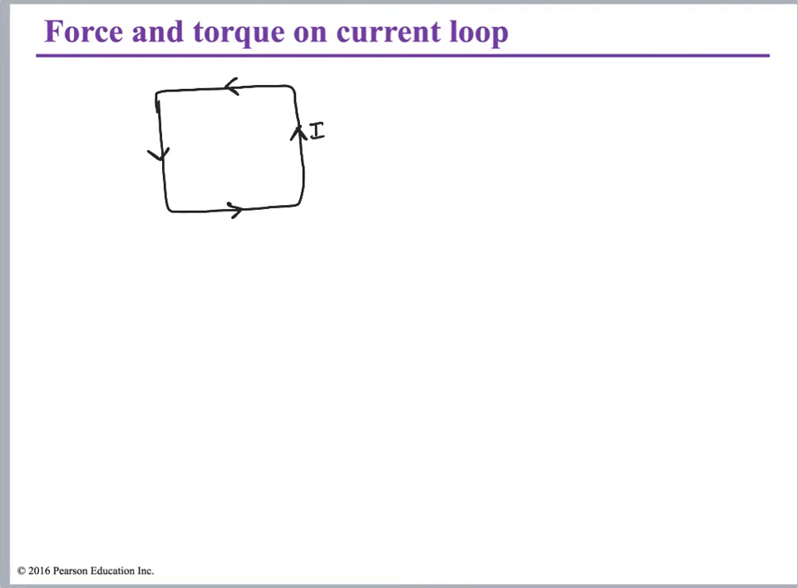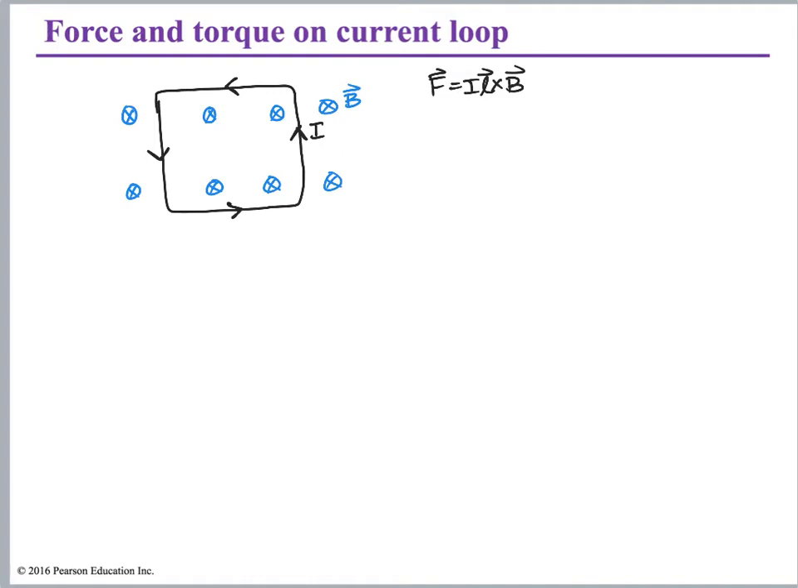And let's make the magnetic field go into the page. So I'm going to make the X's to represent the magnetic field. And so that's B. So we're going to use this idea that F equals IL cross B, but we have to do that for each side of the loop because on each side the current's traveling in a different direction, so our L is going to change.